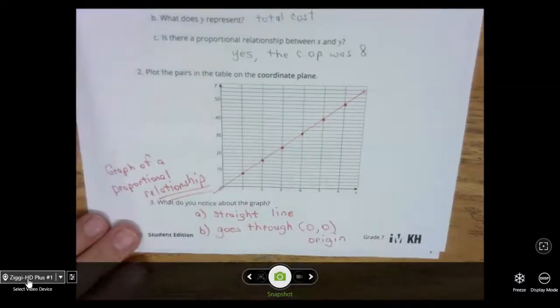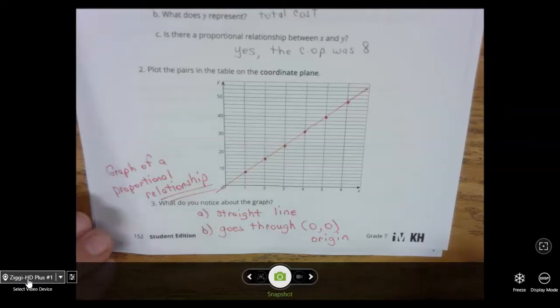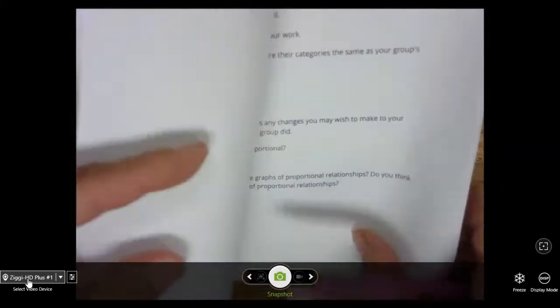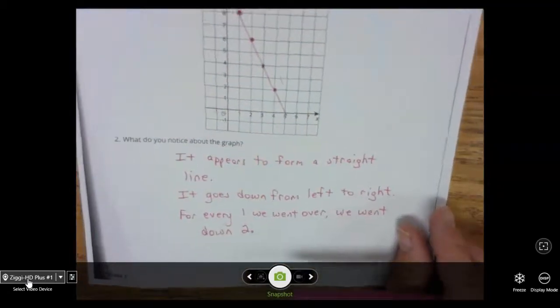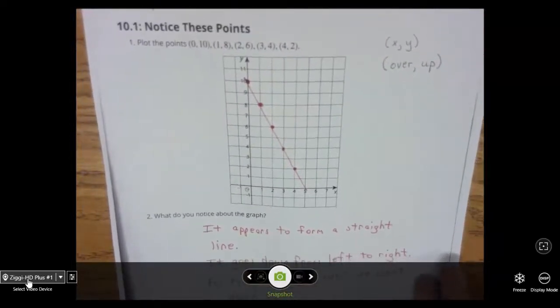Okay, the graph of a proportional relationship is always a straight line, and it goes through 0, 0, or the origin. So now if you look back at this first graph, is it a proportional relationship?